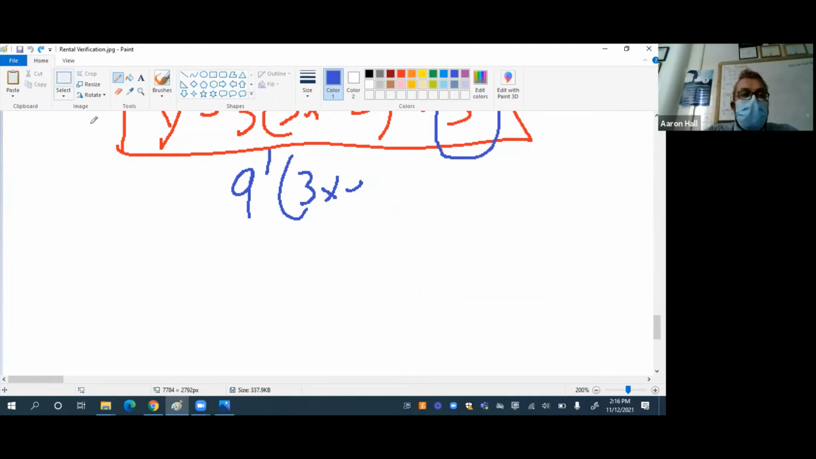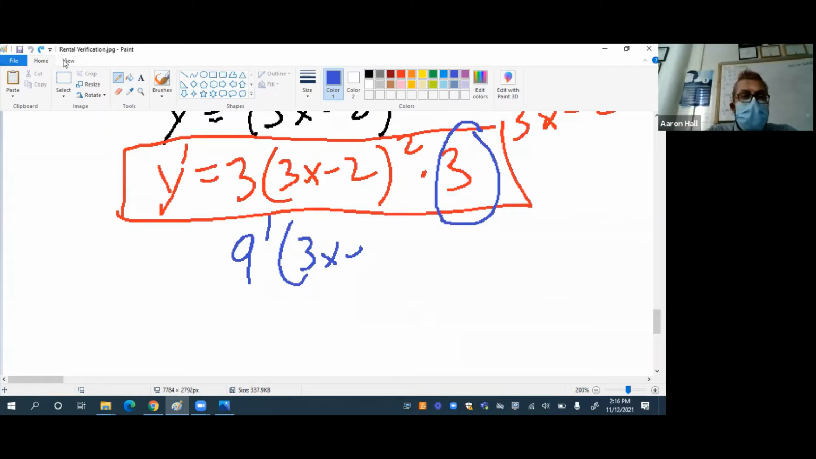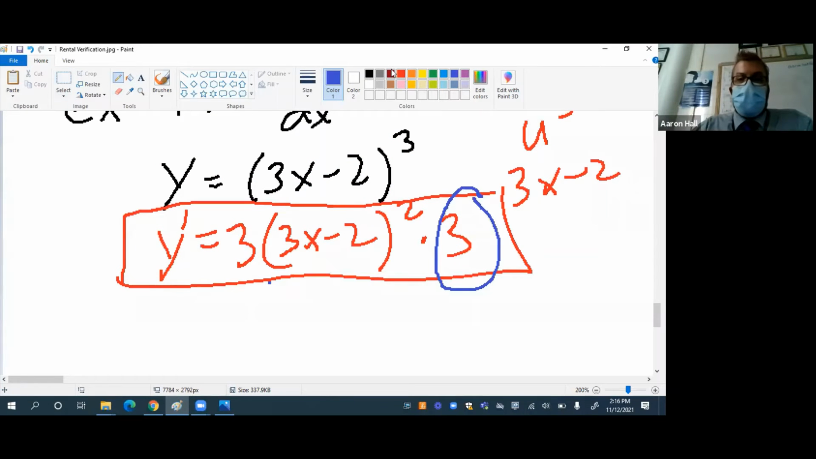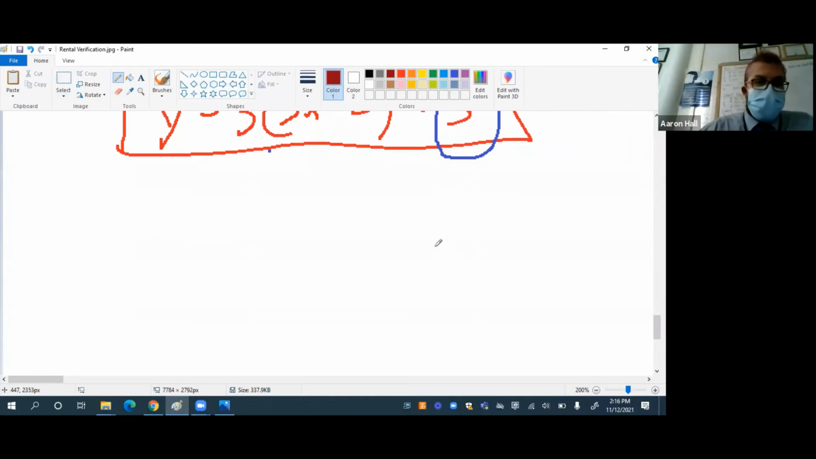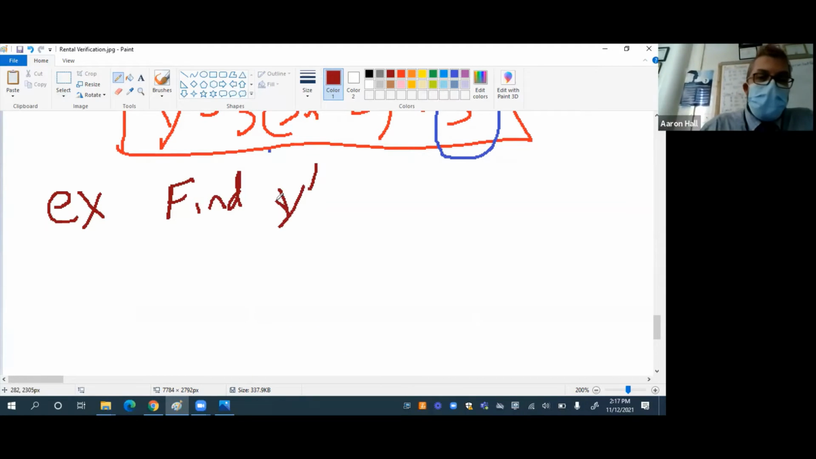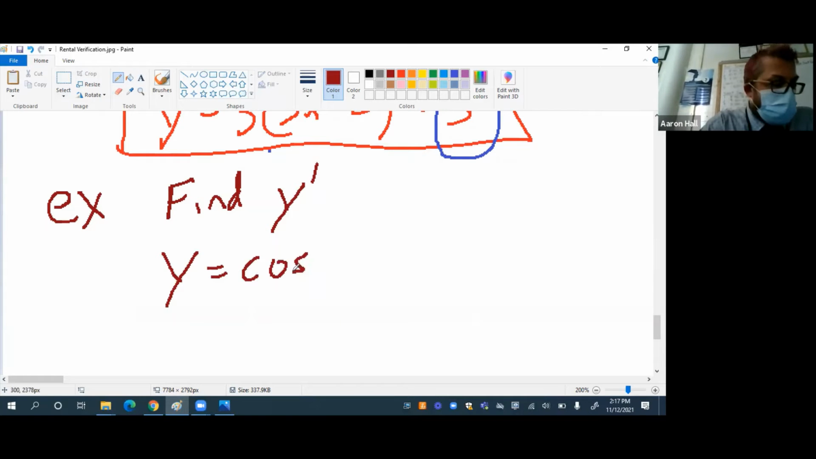All right, let's do another one. So the same directions, right? We're trying to find dy/dx. I'll just say find y prime. Y prime, and I have y equals cosine of (x squared plus x).